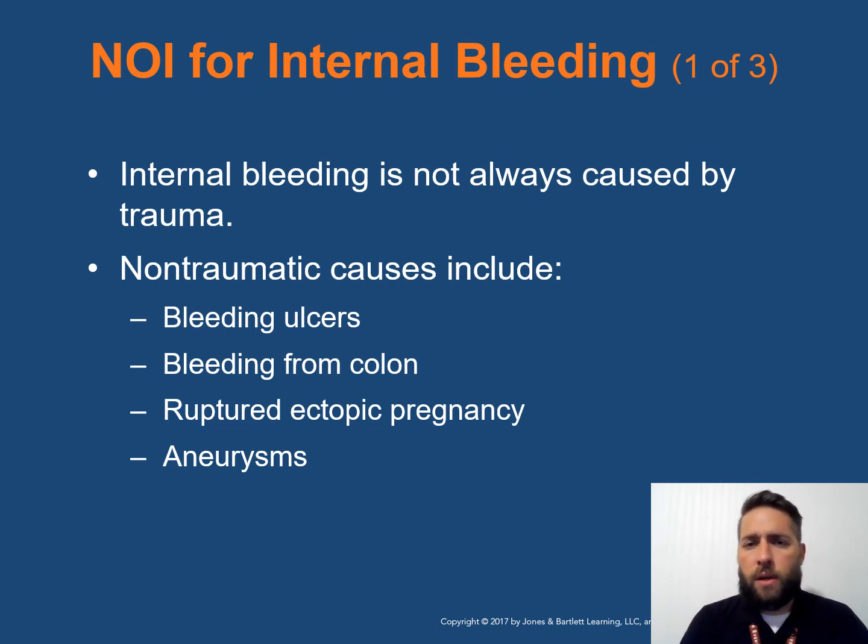And aneurysms. Aneurysms are the swelling of the vessels, and it can get to the point where they actually burst. When they do, it can be very fatal, very fast. And we'll talk about the AAA, abdominal aortic aneurysm. Okay, those are bad.